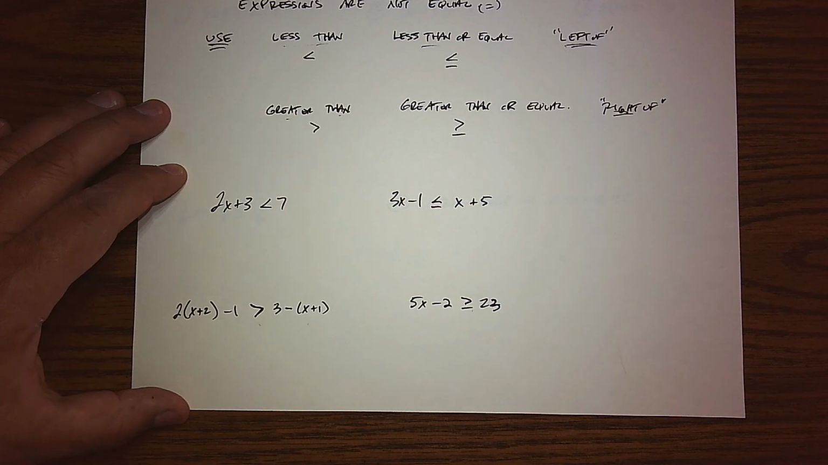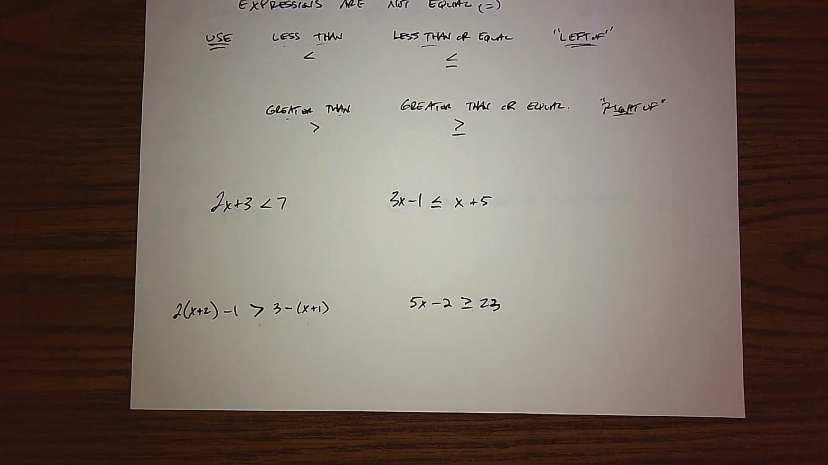So that's essentially what an inequality is, a statement that two expressions are not equal. So we have to use one of our four symbols. Are we less than? Are we less than or equal? Are we greater than? Or are we greater than or equal to? And so now that we know what inequalities are, we now need to focus on how to solve them. That'll be in the next video.